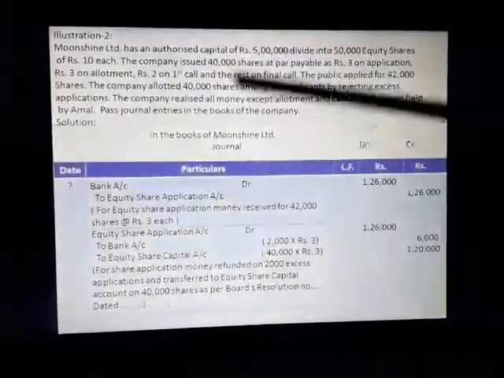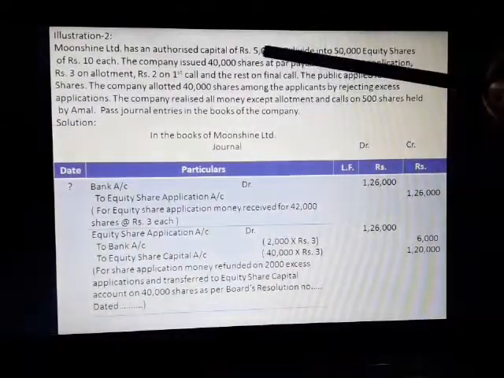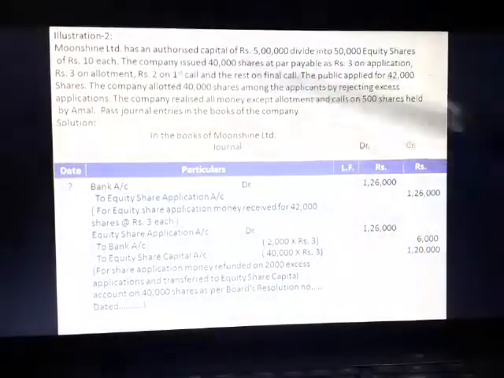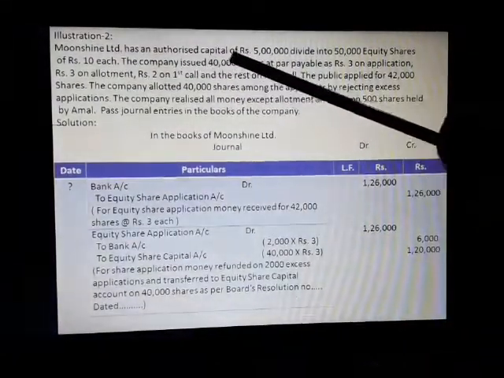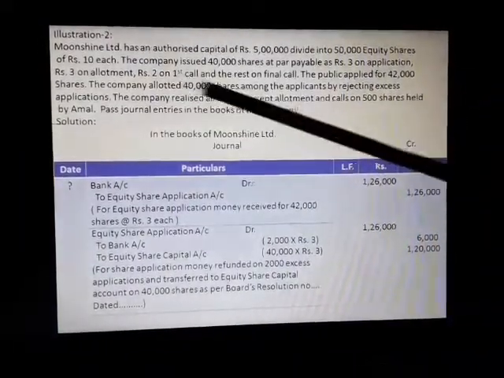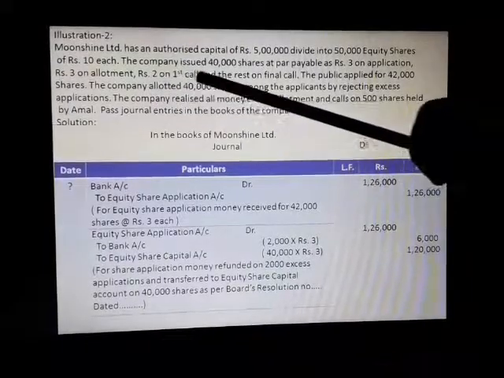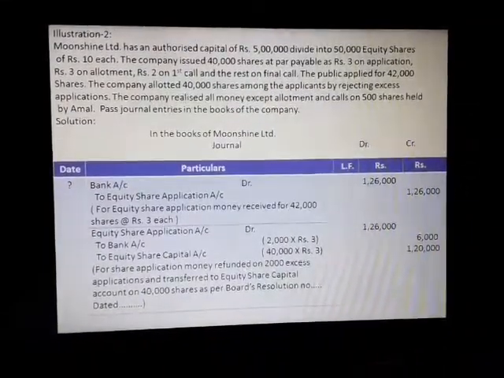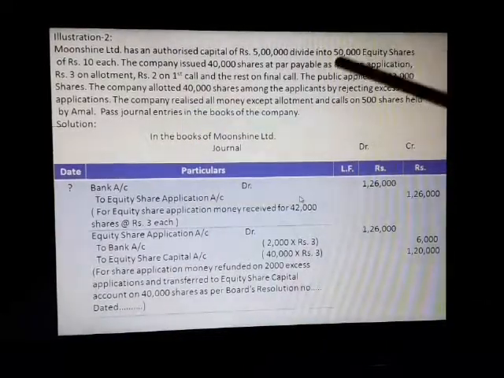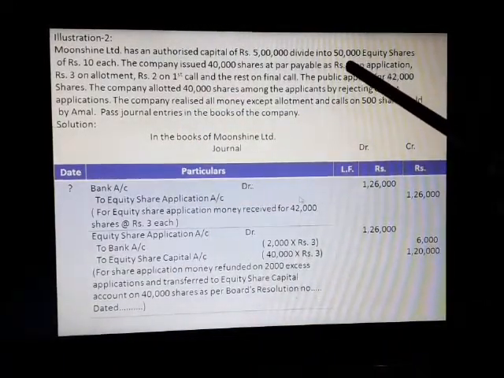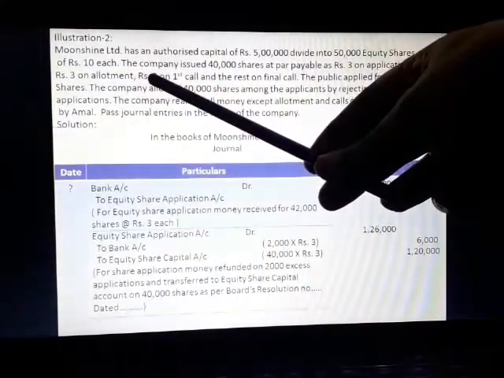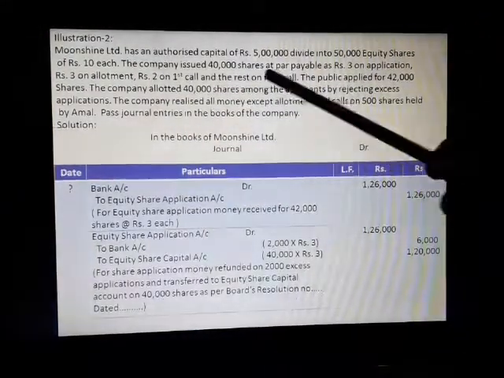Moonshine Limited has an authorized capital of rupees 5 lakhs divided into 50,000 equity shares of rupees 10 each. The company issued 40,000 shares at par, payable as rupees 3 on application, 3 on allotment, 2 on first call and the rest on final call, that is rupees 2 on final call.